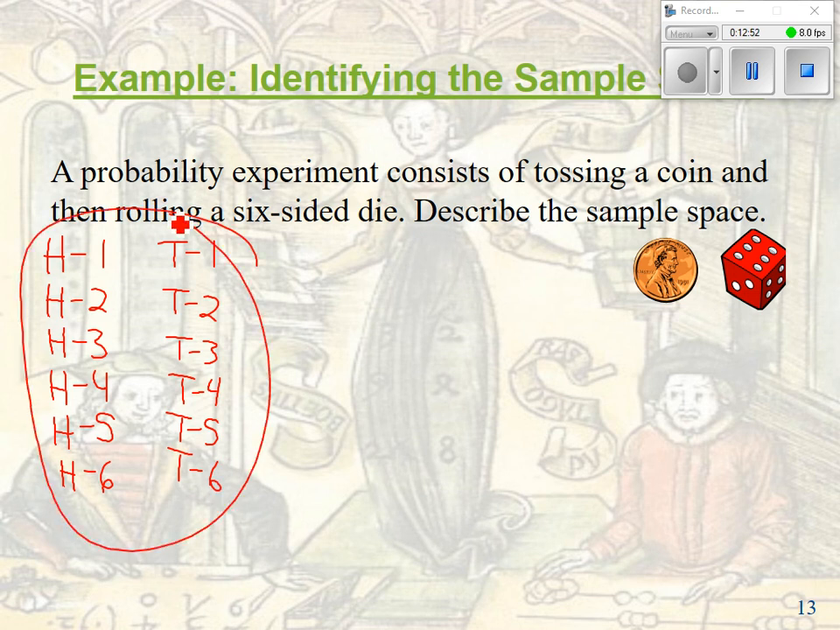Now, if we use the 20-sided die, we'd have a lot more of them, right? So that's our sample space. How many total outcomes are there? 12. So what's the probability of getting a tail 2? 1 out of 12. What's the probability of getting a tail and an even number? 3 out of 12. Favorable over total.